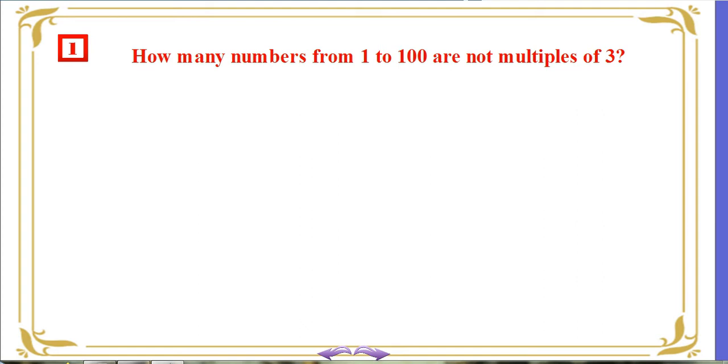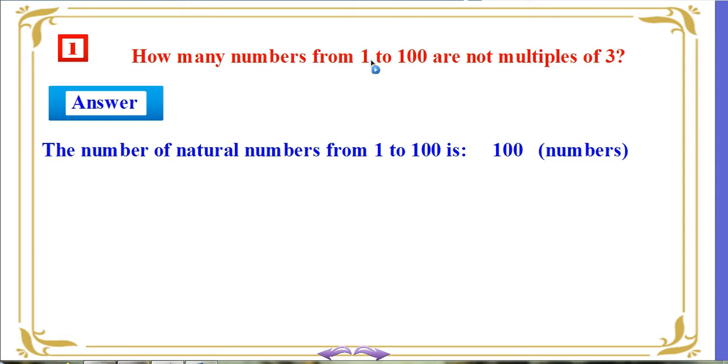Exercise 1. How many numbers from 1 to 100 are not multiples of 3? To solve this exercise, first we count how many numbers there are from 1 to 100. And the answer is 100 numbers. How do you count? You take the maximum number, 100, and subtract the minimum number, 1, and then divide by the distance between adjoining numbers, which is 1, and add 1. So you have the result of 100 numbers.